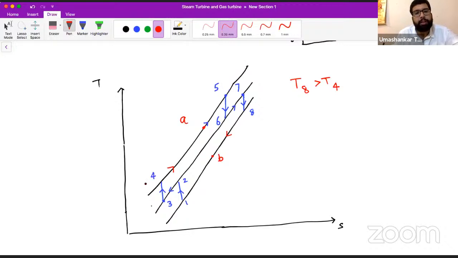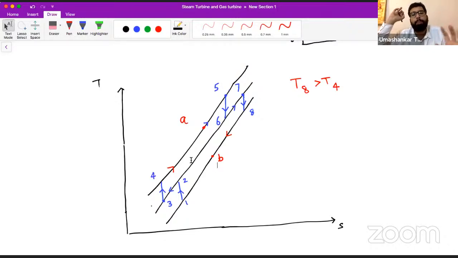And as we have seen in the previous session in regeneration, in the actual cycle there will be pressure losses, but in the ideal cycle, we require to maintain them at the same pressure. Okay, so now this is the B point.